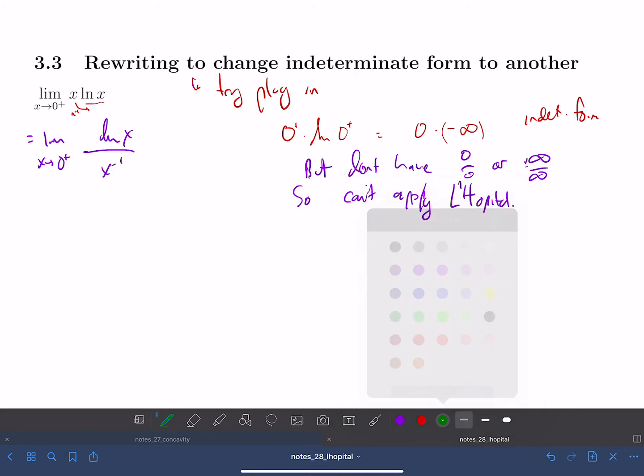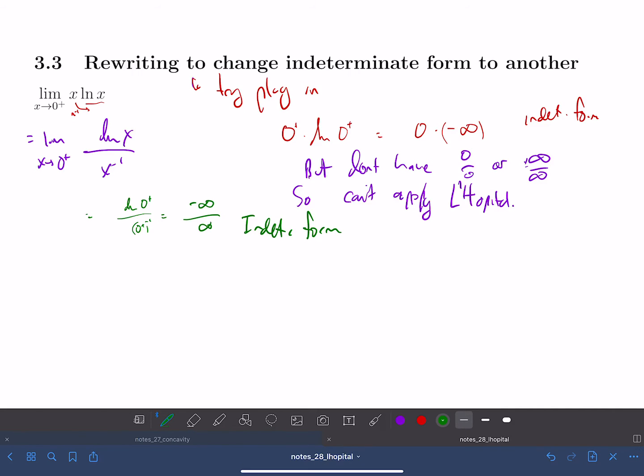And so now what I'm going to do is I'm going to try to plug it in. All right. So I'll try plugging it in. And so I'm going to have natural log of 0 from the right over 0 to the minus 1. And that's going to be minus infinity over infinity. Ooh. Indeterminate form. Yay, I have L'Hopital's rule. So this is equal to the limit as x approaches 0 from the right of 1 over x, because that's the derivative of natural log, over minus x to the minus 2.